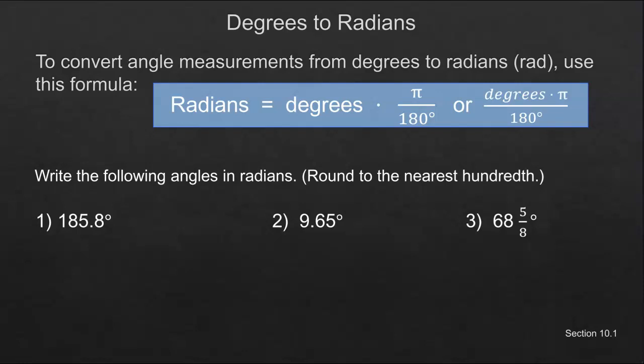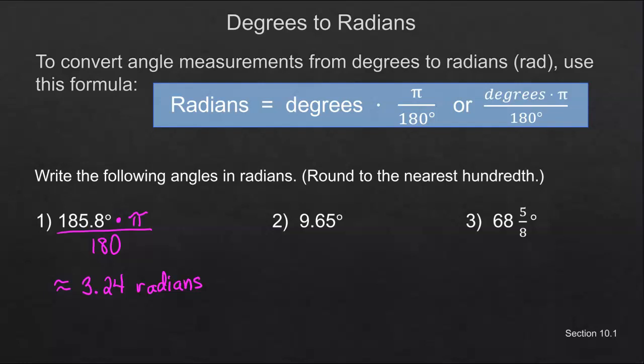So we're going to write the following angles in radians. We're going to use this formula up here where we multiply our angle measure in degrees times pi and divide by 180. Notice we're going to round to the nearest hundredth, so 2 places after the decimal. And this is just a calculation with your calculator, right? 185.8 times pi, and then divide by 180, and that's about 3.24 radians. Now we can abbreviate that as RAD for radians.